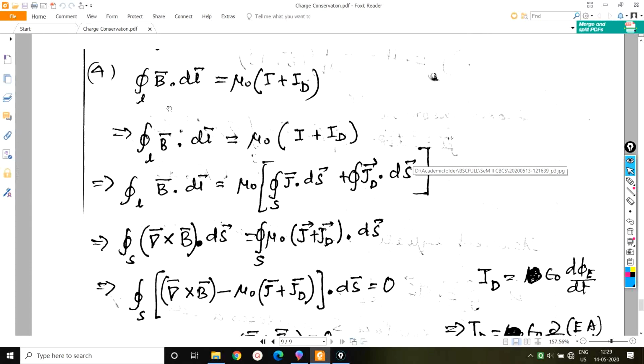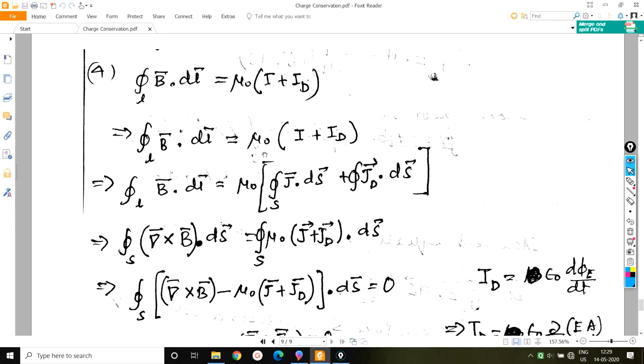Now we will go to the fourth Maxwell's equation, and its differential form. So we start with the integral form. Line integration of B dot dl is equal to mu0 times I plus id. I is your conduction current and id is your displacement current.